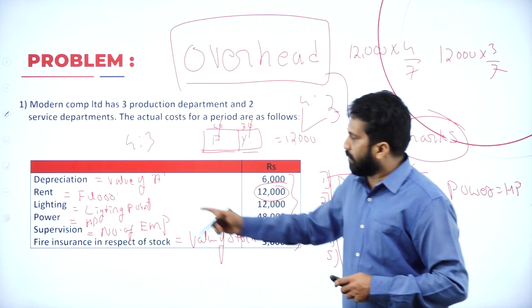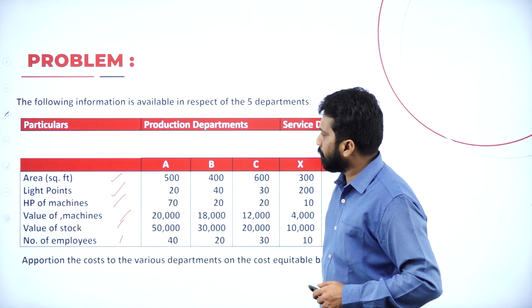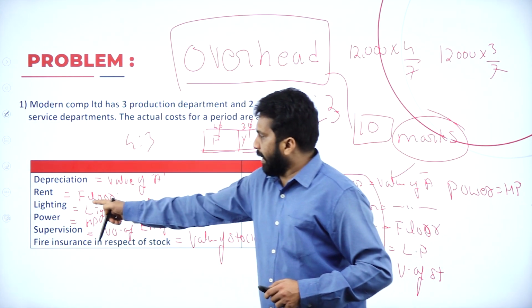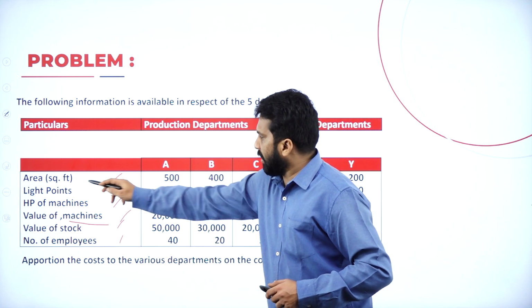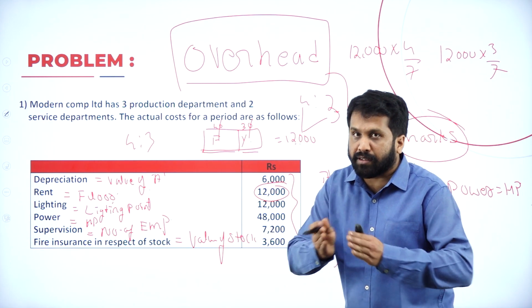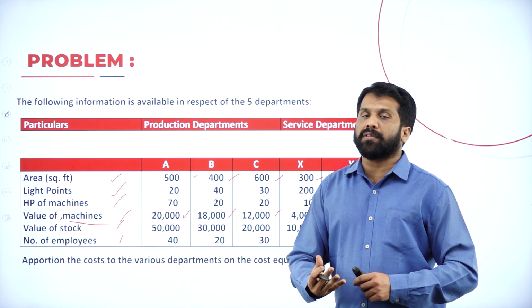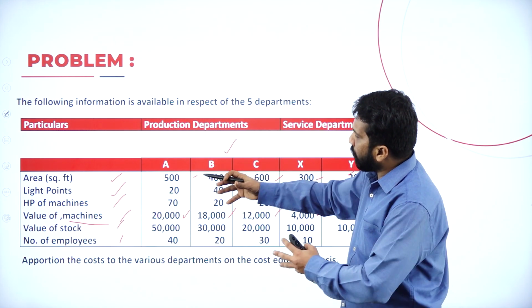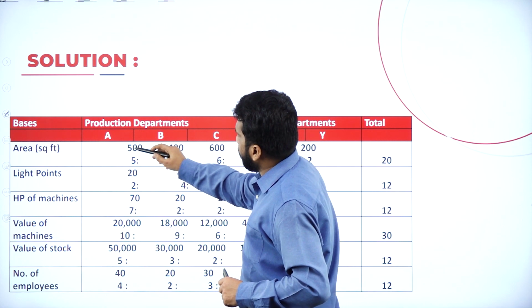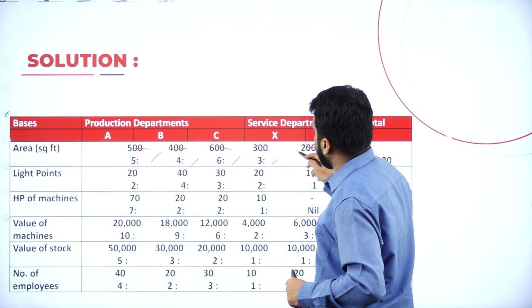You have to remember these are the expenses. Depreciation is on the basis of what? Value of asset, the value of machinery. And rent is on floor area. See, you have the area. This rent of 12,000 has to be distributed according to this ratio. How to find the ratio? I'll show you. Take this box, copy this box. Clear? Simplify this. The two zeros will get cancelled. You get 5, 4, 6, 3, 2.